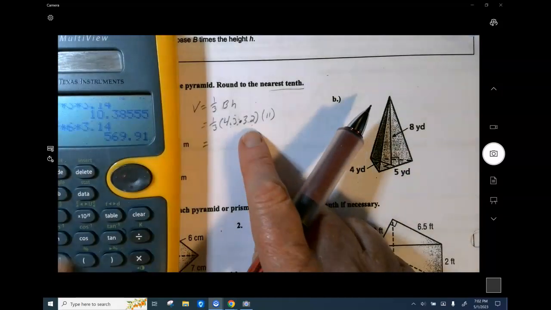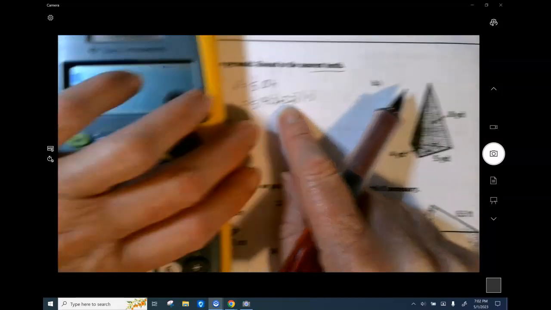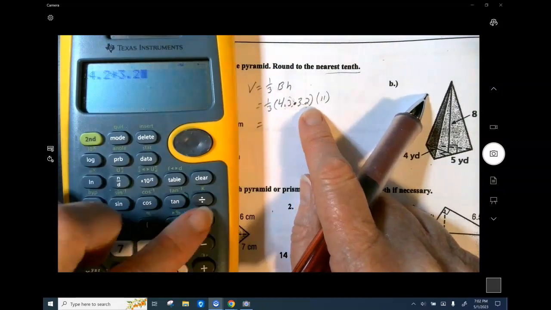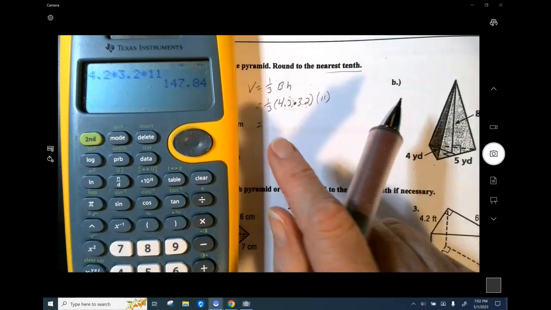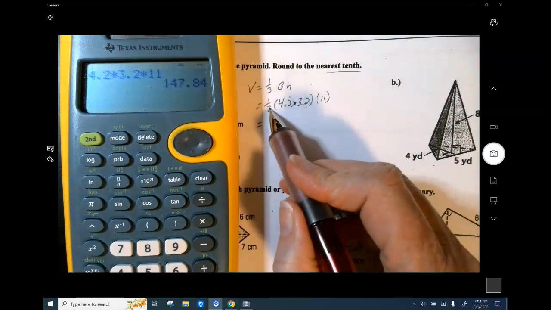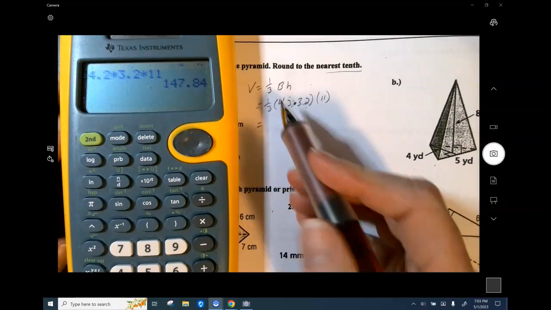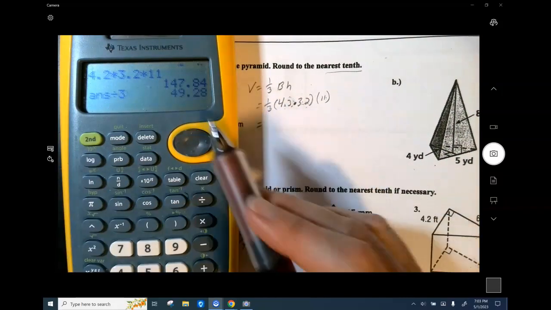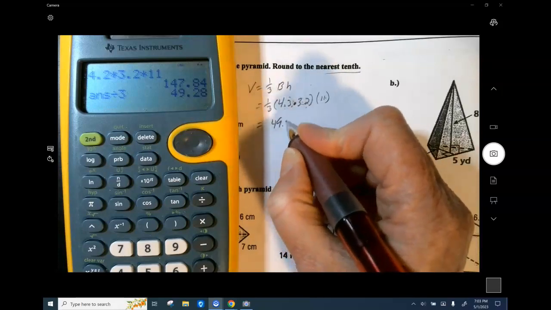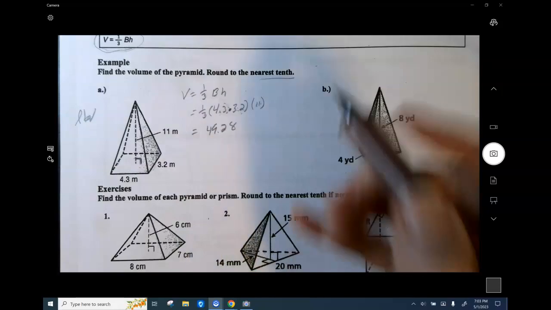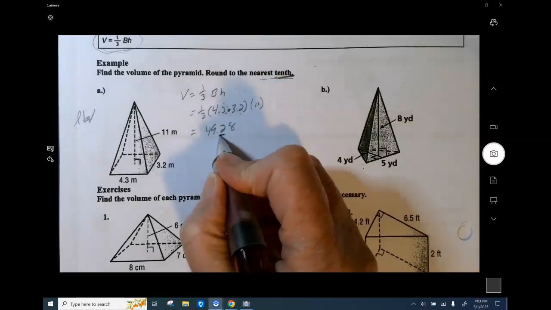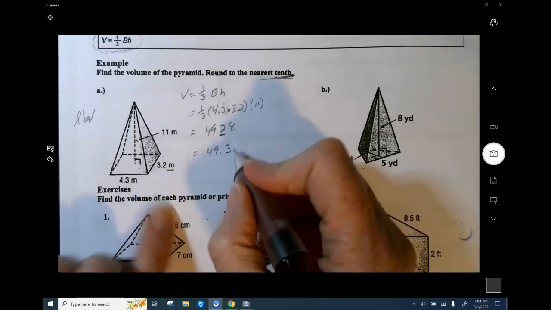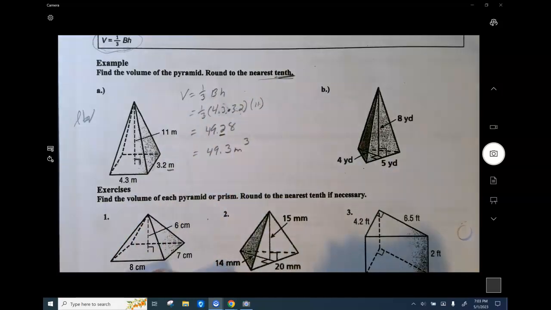So I'm going to take 4.2 times 3.2 times 11. I'm going to find that answer, and then I'm going to divide by 3. That's the same as multiplying by 1/3. Now you can just enter from left to right if you want to. So I'm going to divide that by 3, and I get 49.28. And that's what I get, but it says round to the nearest tenth. So I actually have to round here, so 49.3 meters, and it's volume, so it's cubed.